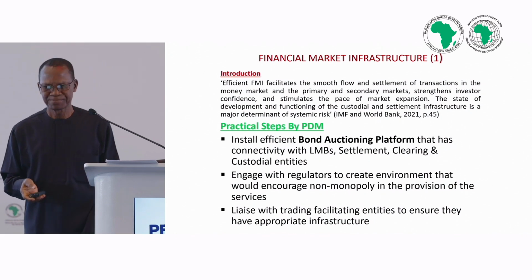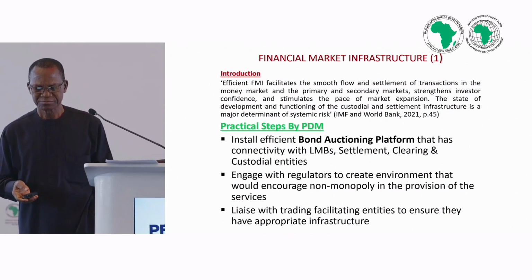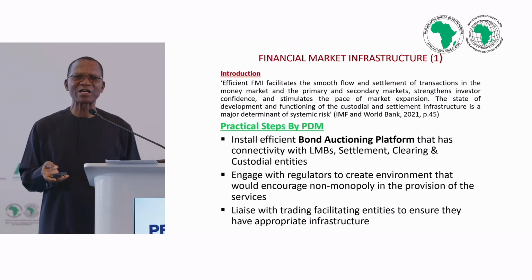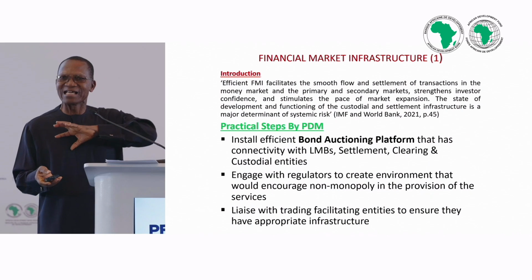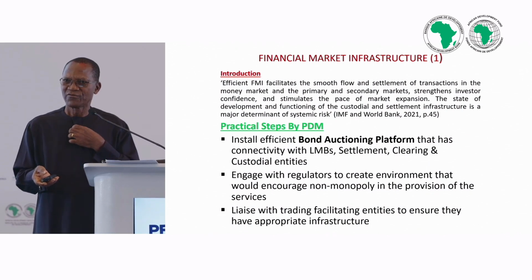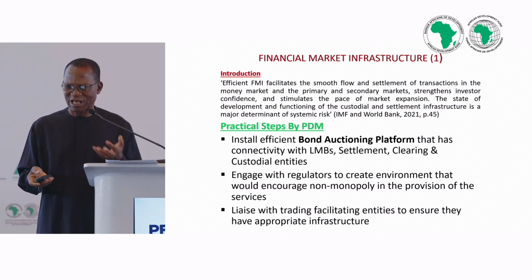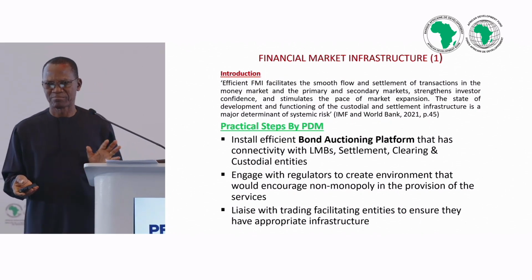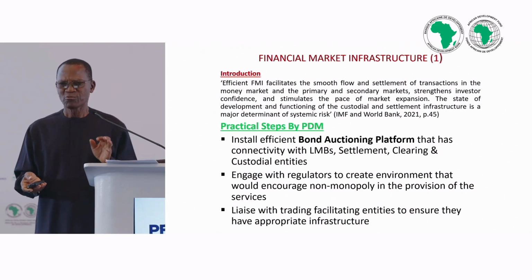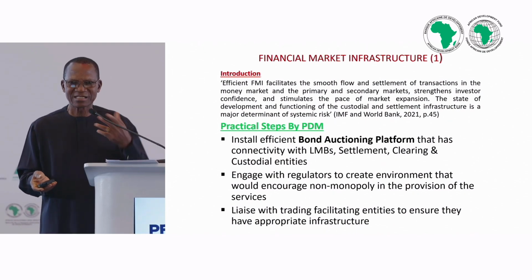The fifth building block is the market infrastructure. Now, the infrastructure here includes both physical infrastructure and institutional infrastructure. Physical in the sense that, as you can see here, for the PDM, one of the things you have to consider is, do you have an efficient bond auctioning platform, which will encourage non-monopoly, which will encourage connectivity in the system.